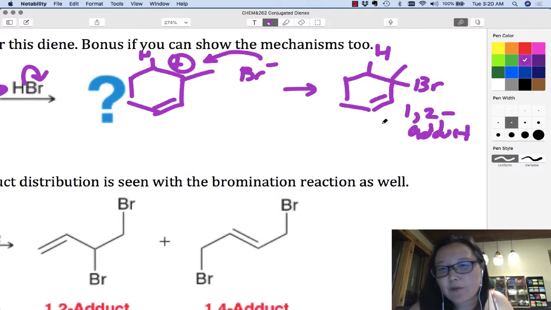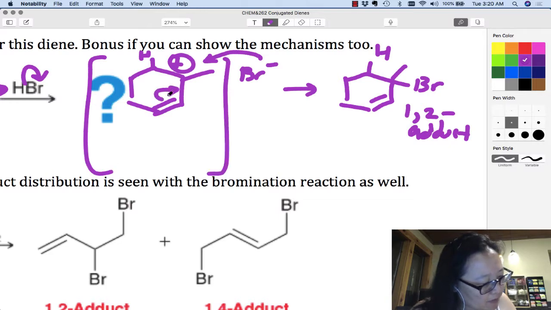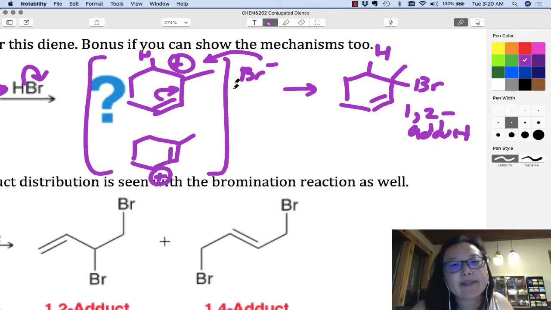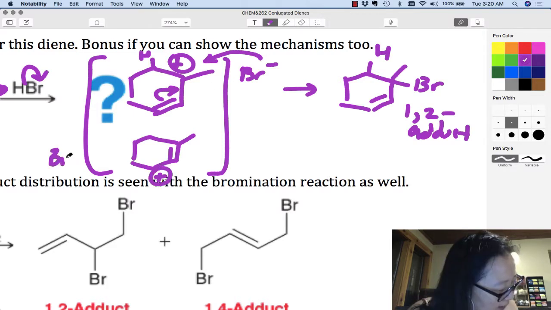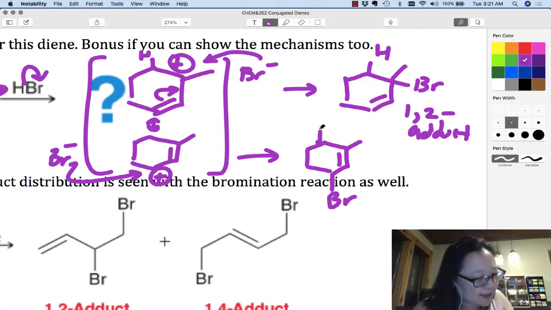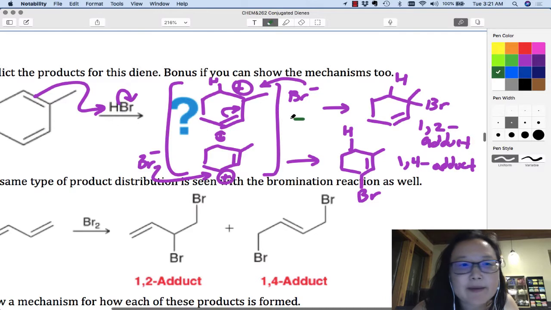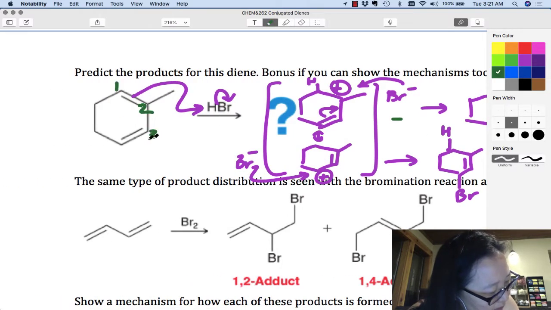Now to get the 1,4 adduct, I just need to consider the resonance structure here. So the resonance structure is to move that there, and I get this carbocation, which is allylic, and then the bromide could attack here. If bromide attacks there, what will I get? I'll get the 1,4 adduct, which means the bromide is down here, and I have this, and the H is 4 positions away. 1, 2, 3, 4. This is the 1,4 adduct. And I'm going to go ahead and number these carbons since you're learning about this. I'm going to number them 1, 2, 3, 4.